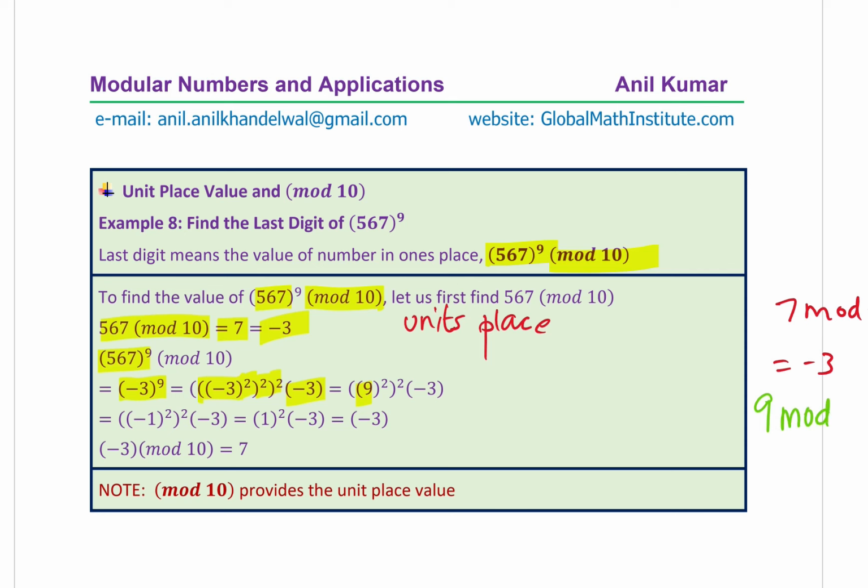9 mod 10. 9 mod 10 is minus 1. And therefore, 9 has been replaced by minus 1. But minus 1 squared is positive, right? So that has been replaced by minus 1. Minus 1 squared is positive. So we get the answer, which is minus 3.